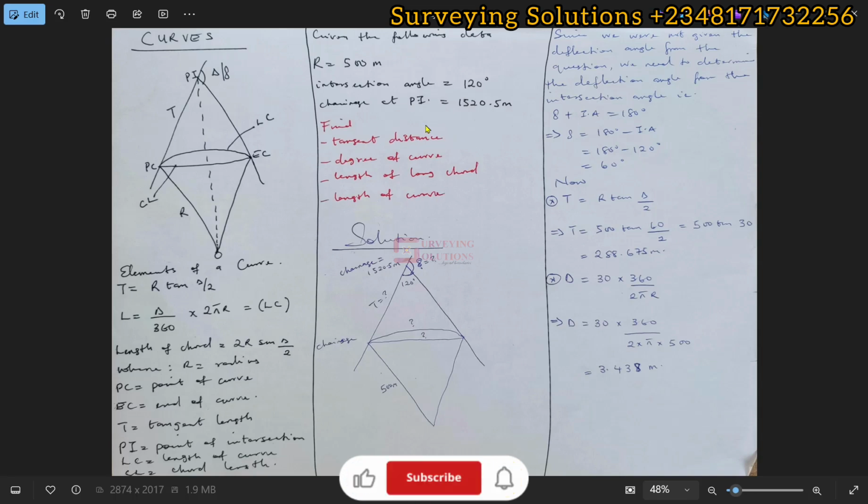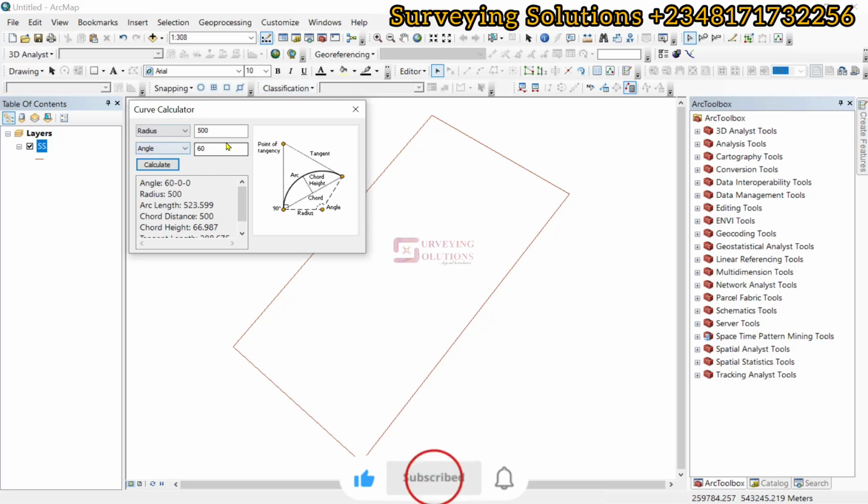Right, good. Now you know that when you are given an intersection angle, the deflection angle will be 180 minus that intersection angle because of this straight line that is here. This is a diagrammatic representation of what we have here as the intersection angle. So the deflection angle is what is of interest to us. The deflection angle here is 60, and the radius here is 500. So we are going to introduce those two values here. The radius is 500, and the angle here represents the deflection angle, which is 60.